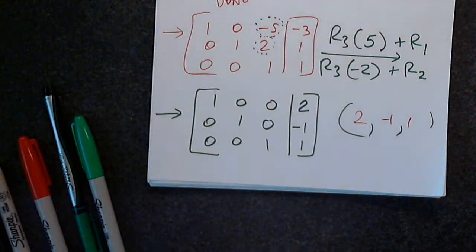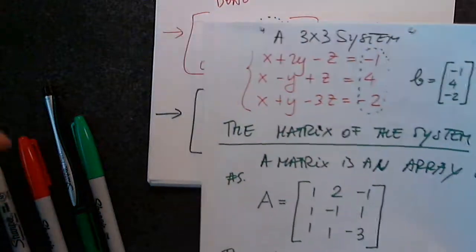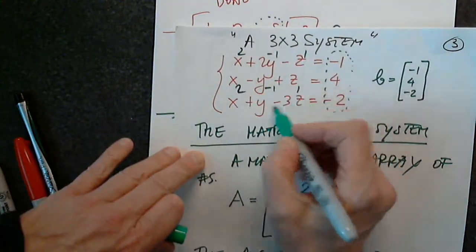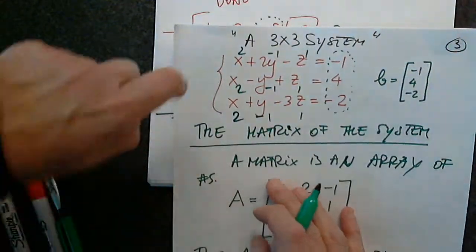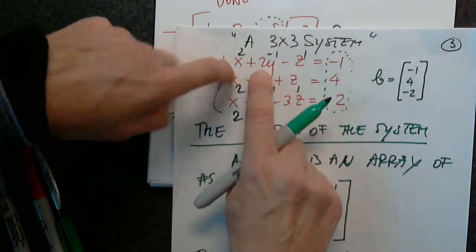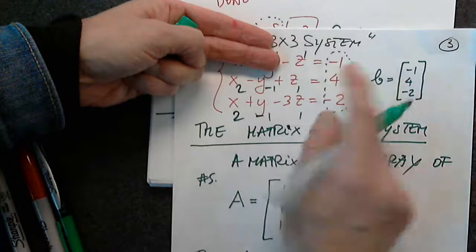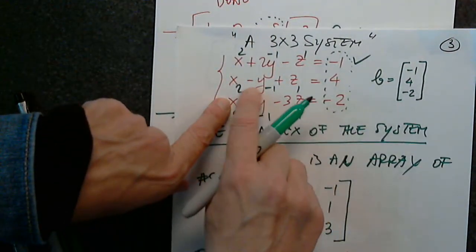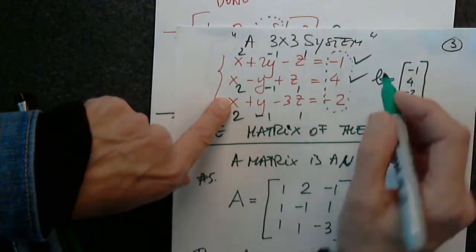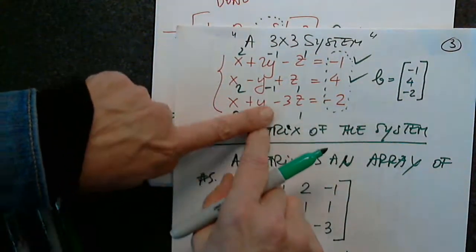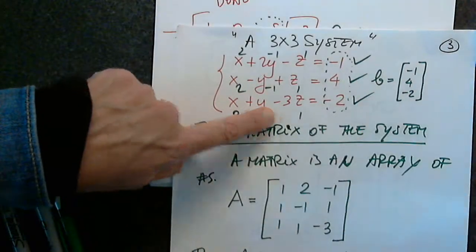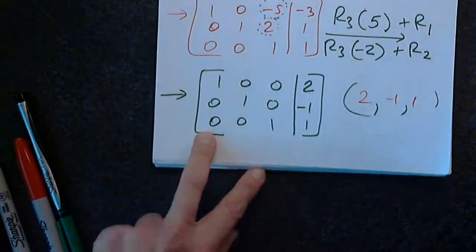Go back with 2, negative 1, 1. 2 minus 2, this is 0. Negative 1 equals negative 1. Check. 2, but plus 1 is 3. Plus 1 is 4. Check. 2 minus 1 is 1. 1 minus 3 is negative 2. Check. Now I can say for sure yes.